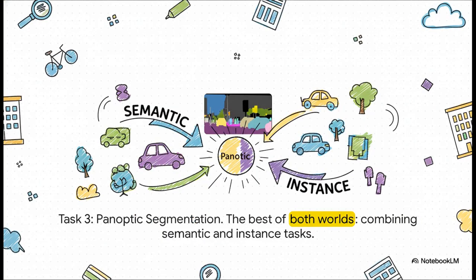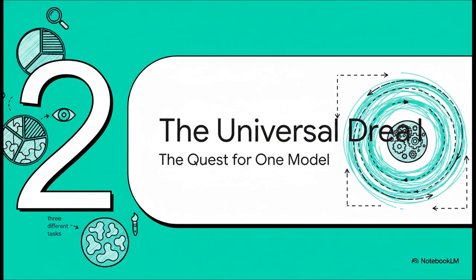And finally, we get to panoptic segmentation. Now, this is the whole shebang, the ultimate goal. It's basically the best of both worlds. It gives a category label to every single pixel, just like semantic segmentation, and it knows which individual object each pixel belongs to, just like instance segmentation. It's the most complete, most detailed way an AI can understand a picture. Period.